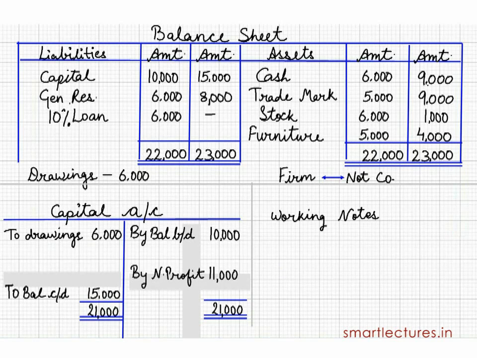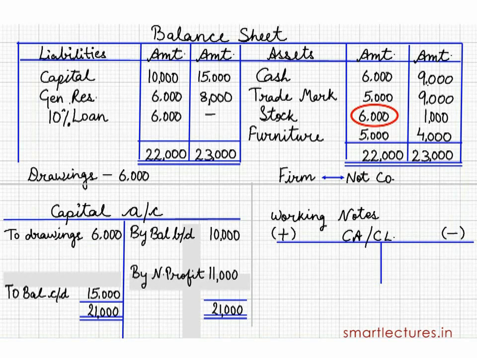Number 2, for my working notes, I am going to prepare one table of plus and minus, for the purpose of current assets and liabilities. If there is any change, it will be added to the net profit so that we can reach cash from operation. On the asset side, there is only one current asset item, stock. Last year it was 6,000, now it is 1,000. It means the stock has dropped, reduced by rupees 5,000.